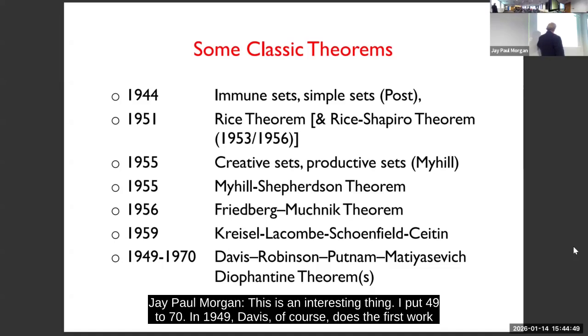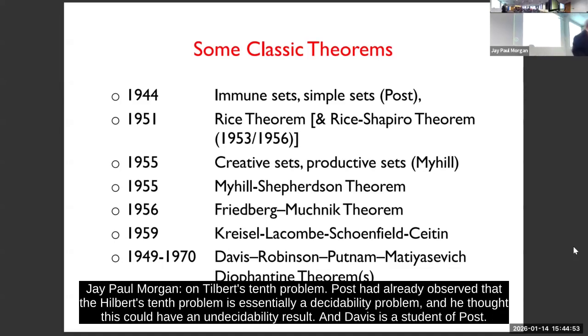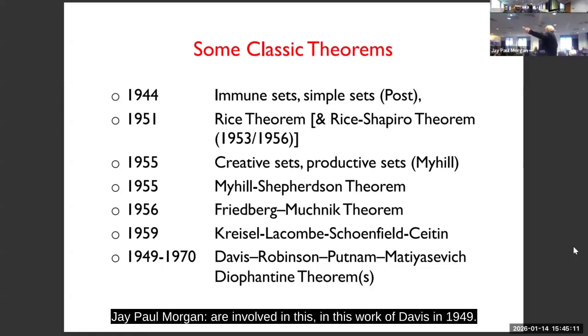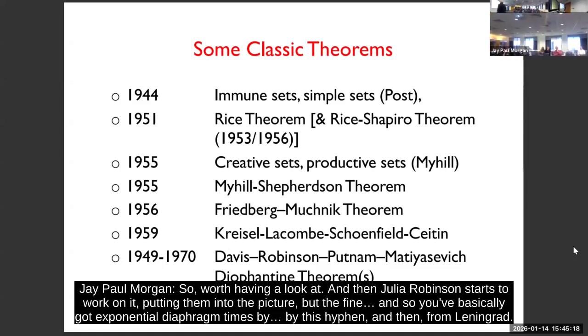This is an interesting thing. I put 49 to 70. In 1949, Davis, of course, does the first work on Hilbert's 10th problem. Post had already observed that Hilbert's 10th problem is essentially a decidability problem, and he thought this could have an undecidability result. And Davis is a student of Post. And by the way, bounded quantifiers are involved in this work of Davis in 1949. So worth having a look at.